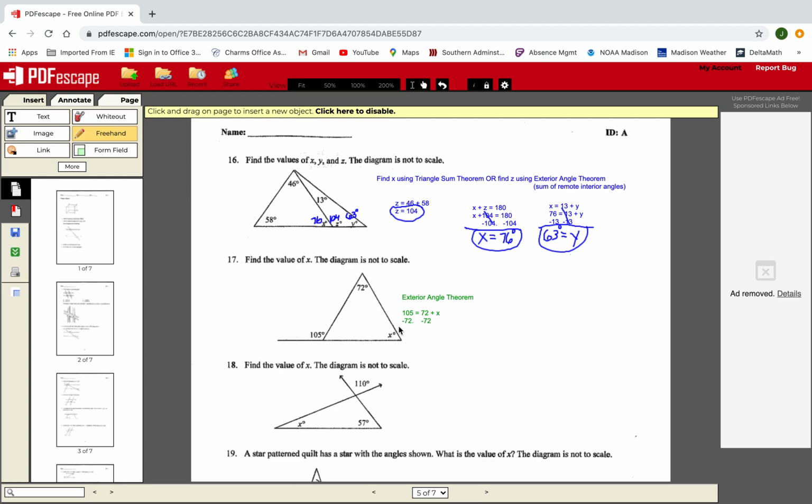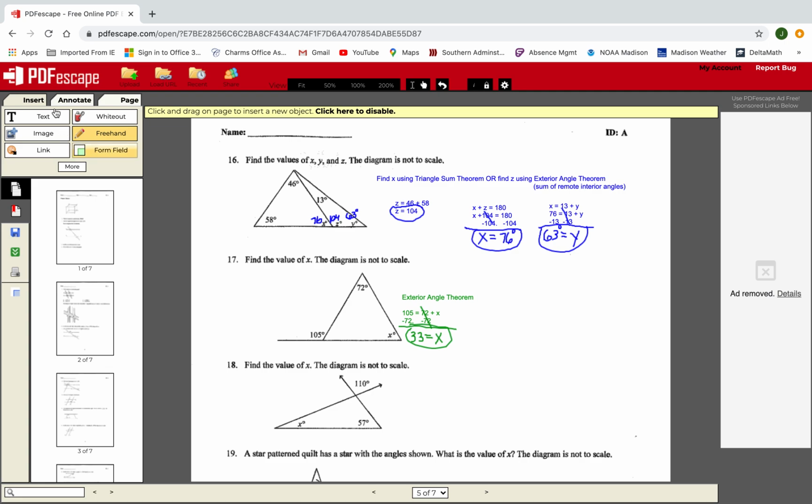I'm going to freehand. 72 minus 72 cancel out. On the right, all I've got is that x left, and on the left, 105 minus 72. Well, 5 minus 2 is 3. And 10 minus 7 is 3. So it looks like I have 33 degrees. Yay! All right, so there's the value of x, 33 degrees.